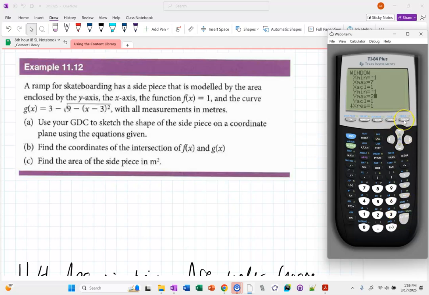Oh, yeah. All right. So I'll do that and I'll hit graph. Oops, I didn't type my functions in. So we'll type in 1 and then our other one, 3 minus square root of 9 minus (x minus 3) squared. Again, another one that we have no clue how to integrate, but that's okay. The calculator will handle this for us. Again, even Maria doesn't know how to do it yet. Not even the techniques.